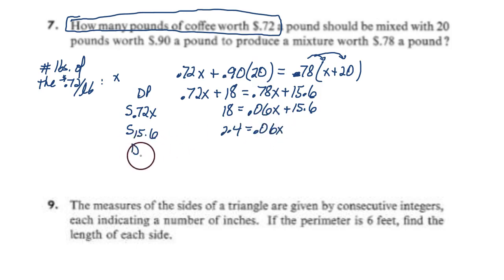Final step, divide by 0.06. 2.4 divided by 0.06 is 40. I have an answer for X, and X was representing the number of pounds of that cheaper coffee. So my answer is 40 pounds.